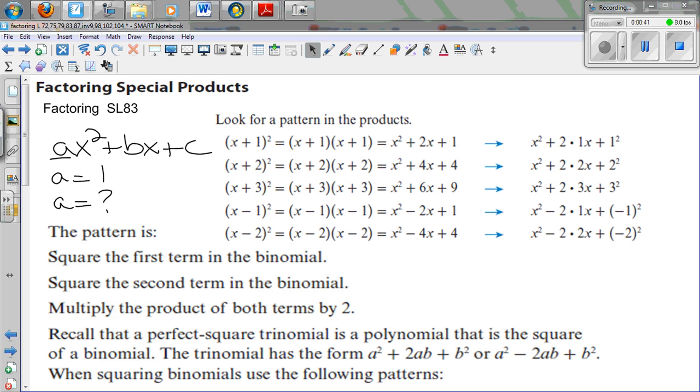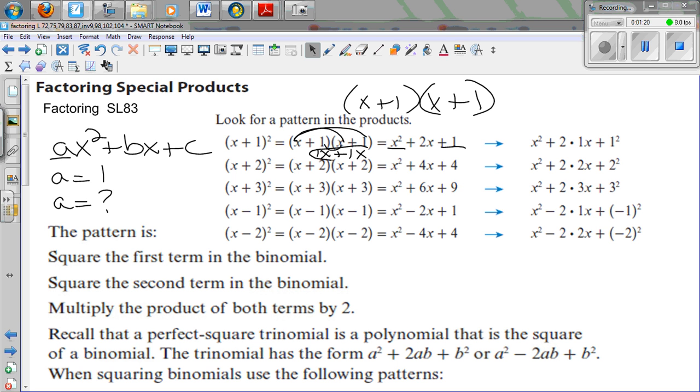So the first one is where we have an x plus 1 squared, or any term where we have the same term multiplied times itself. So if you look at these, we have x plus 1 squared, x plus 2 squared, x plus 3 squared. And if you look at what happens when we FOIL this, we get x squared, and then outside is 1x plus 1x is the inside, plus 1 squared as the last term.